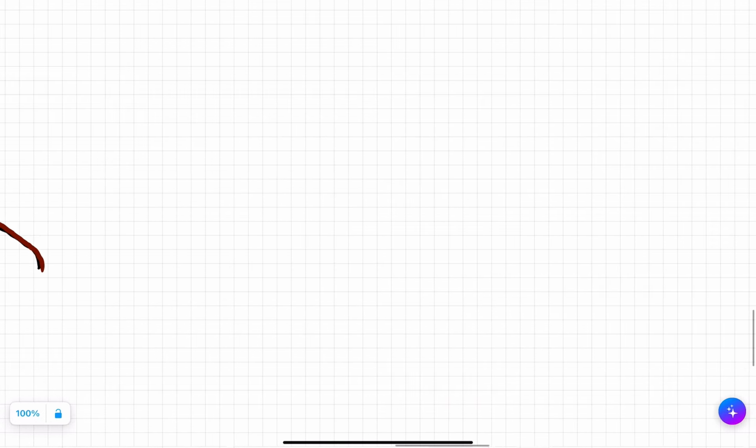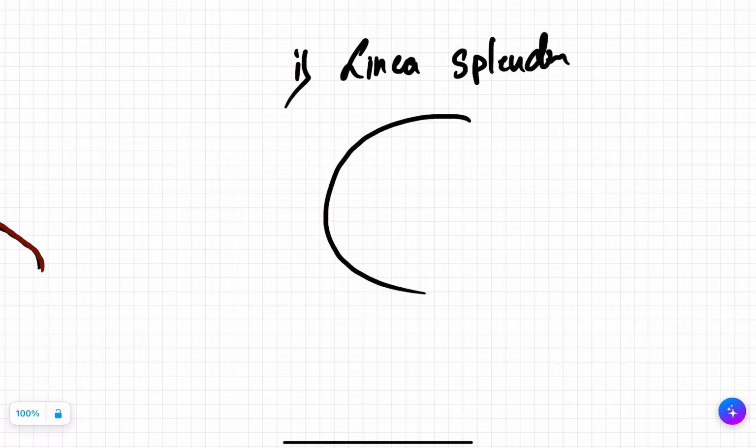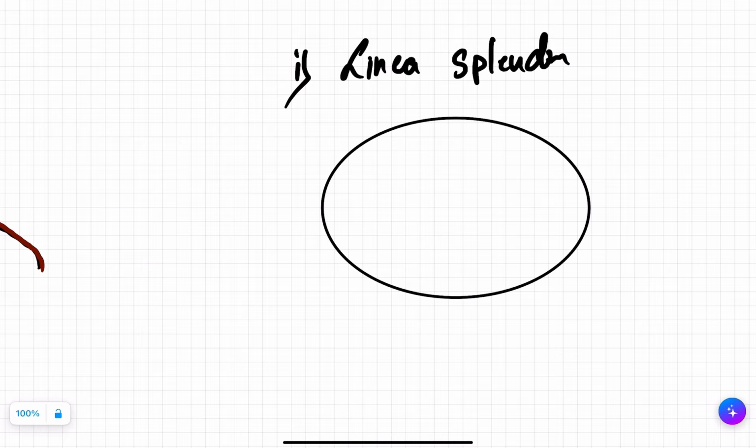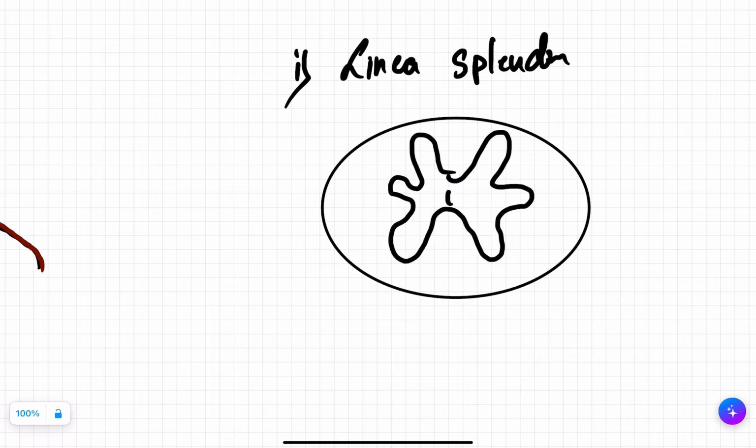Now this pia mater has three modifications. First modification is linea splendens. Suppose this is your spinal cord. In the center, I will tell you about it. These are your gray horns. Got it?